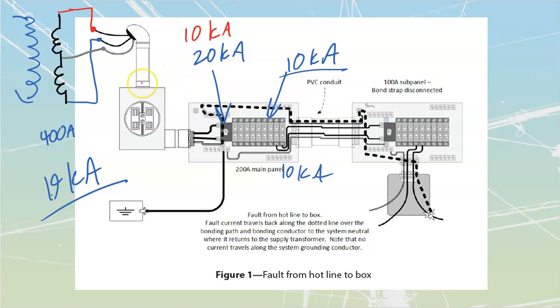Your incoming is always going to have the biggest interruption. Everything past that is going to be able to work downstream. Now, for me to have a series rated system, generally speaking, they're going to be engineered.